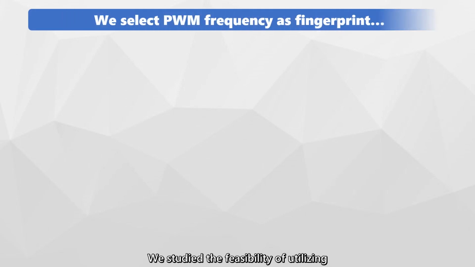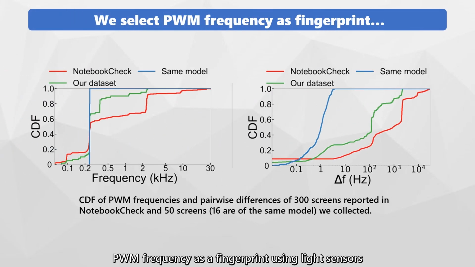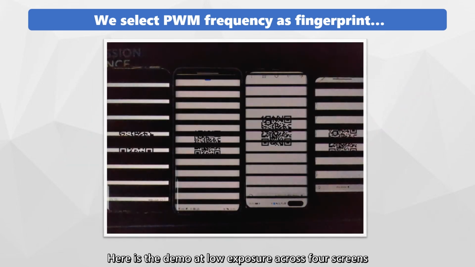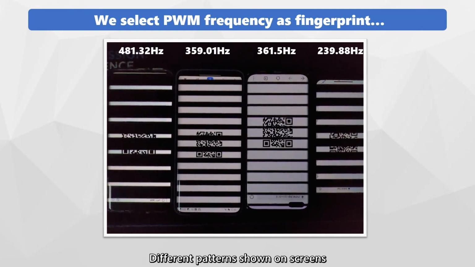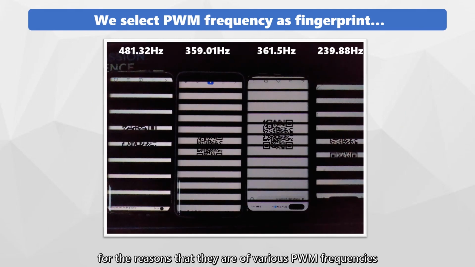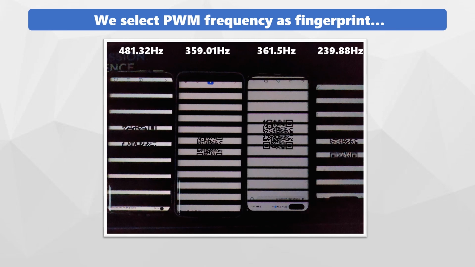We studied the feasibility of utilizing PWM frequency as a fingerprint using light sensors. Preliminary results showed there exist differences across screens, even for the same model. Here is the demo at low exposure across 4 screens. Different patterns are shown on the screens because they have various PWM frequencies.